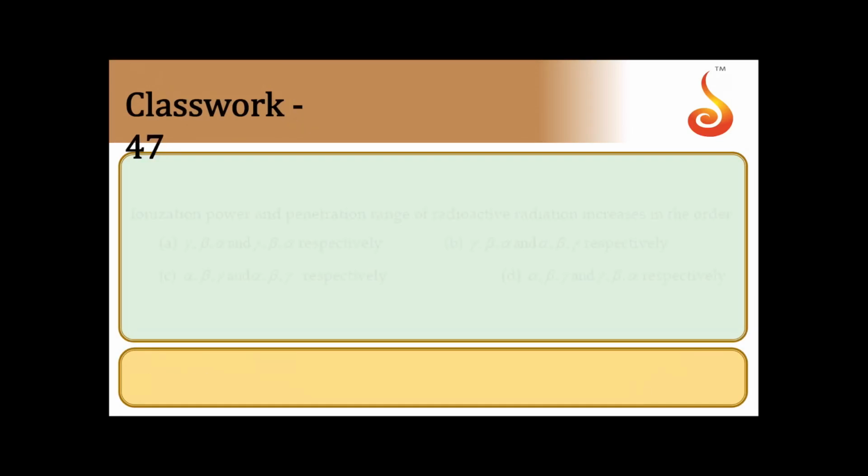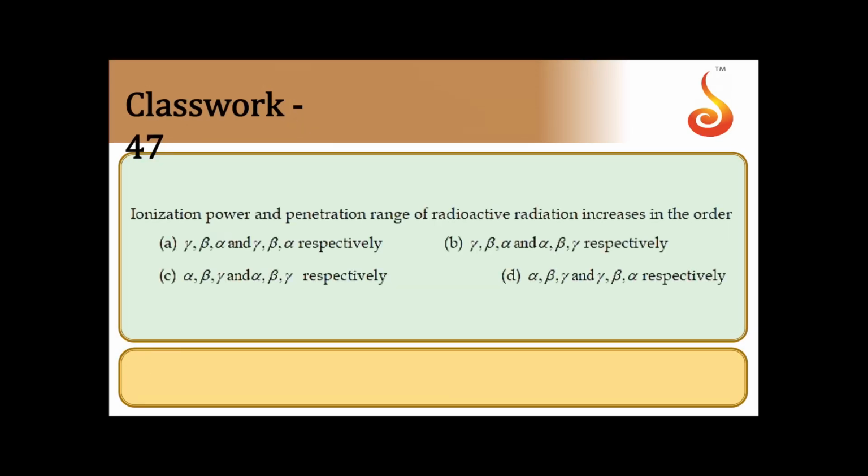Yes, we shall move on to next one. Ionization power and penetration range of radioactive radiation increases in the order of: gamma, beta, alpha respectively; alpha, beta, gamma respectively; and so on.